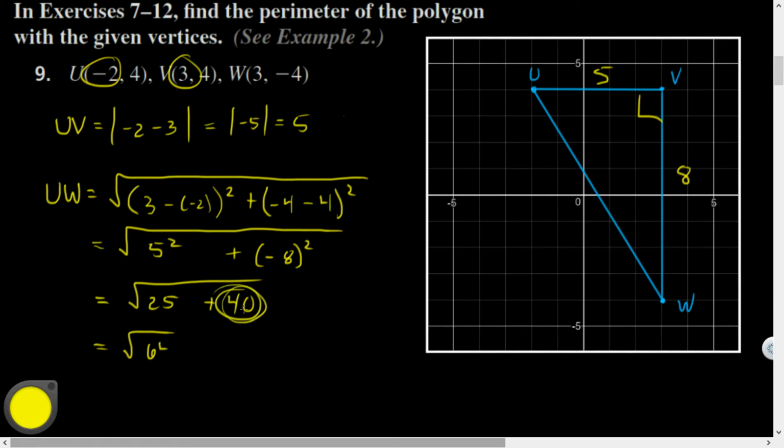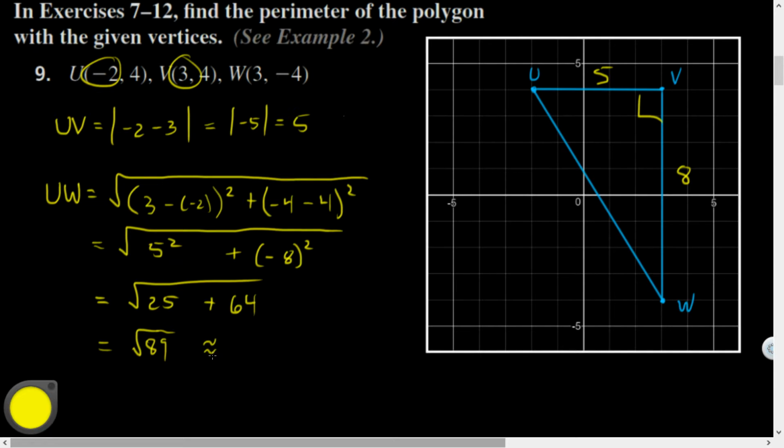All right. Negative 4 minus 4 becomes more negative, so it was negative 8. Yeah, why did I get 40? Oh, I was thinking like 5 times 8 already. Wow. All right. Well, anyways. And then 25 plus 64 is 89, so square root of 89. All right. That's more like it.